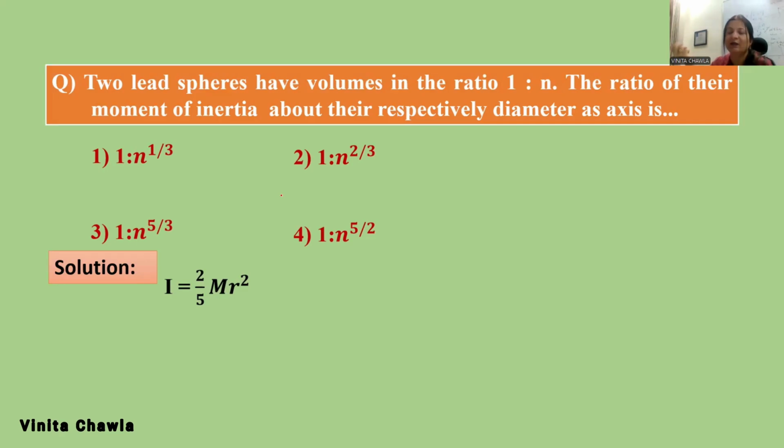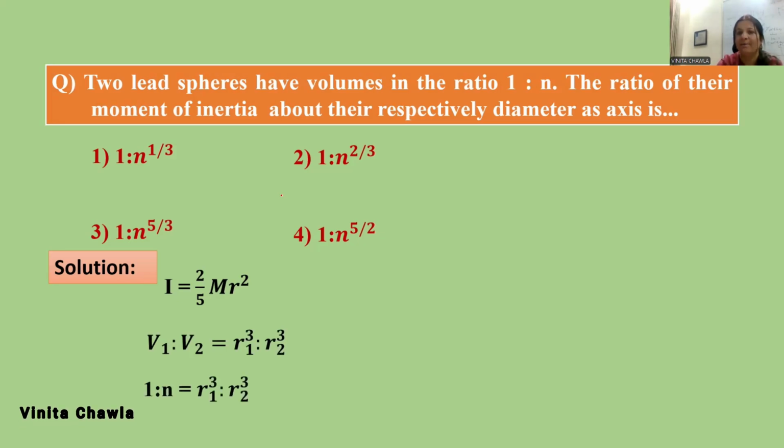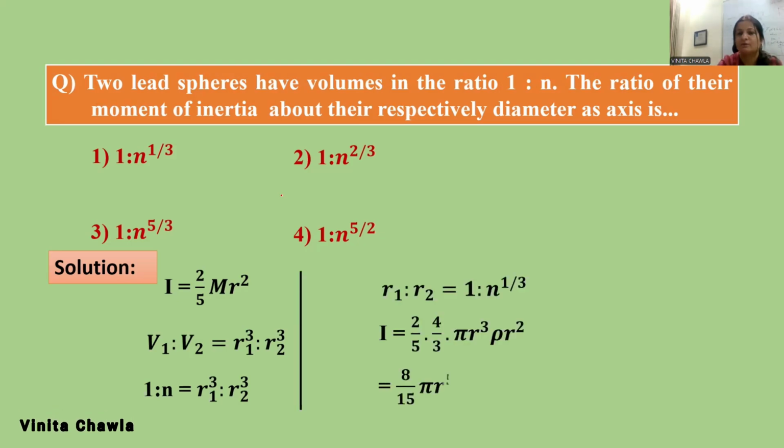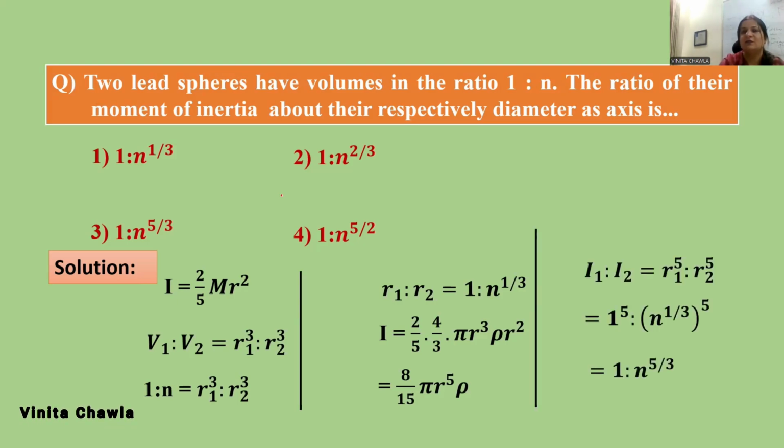Because both spheres are made up of lead, so they have the same density. But volumes are different. The sizes are different, but because they are made up of same material, so they have the same density. Ratios of volumes is given. We have to find ratios of moment of inertia. ठीक है? This is the answer.